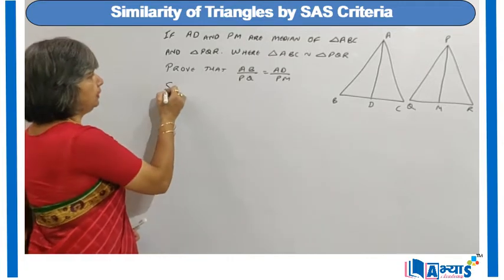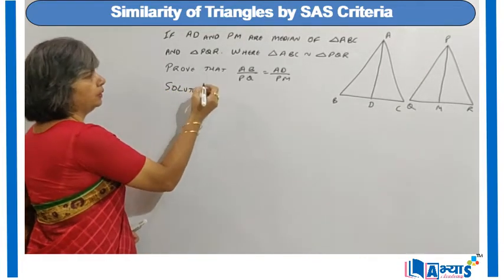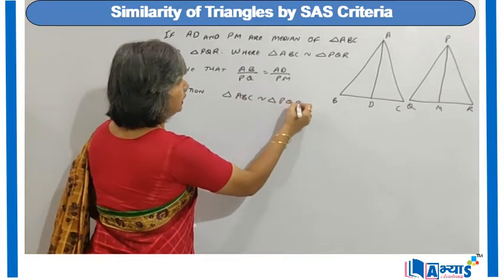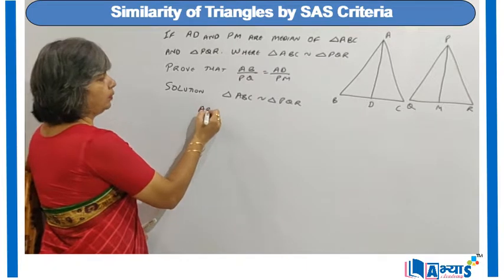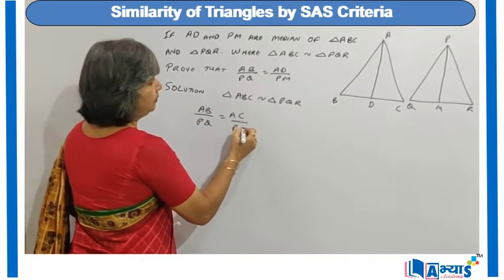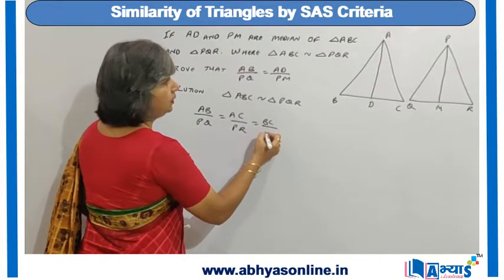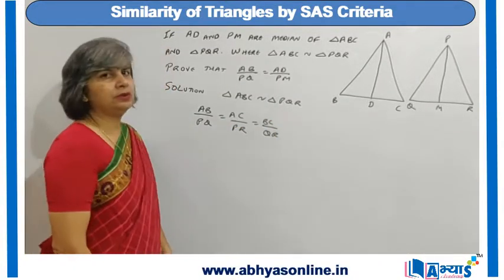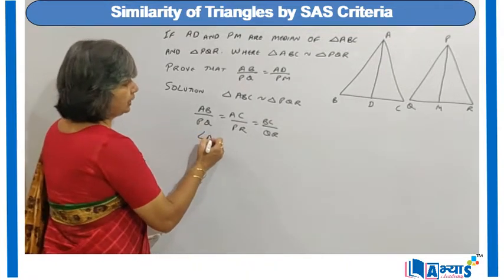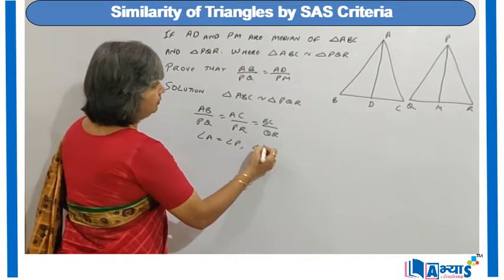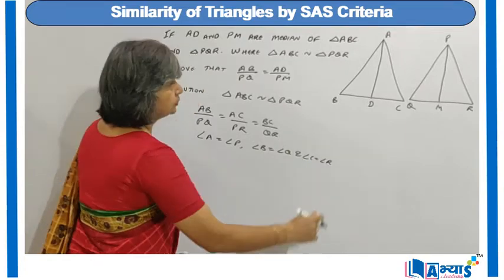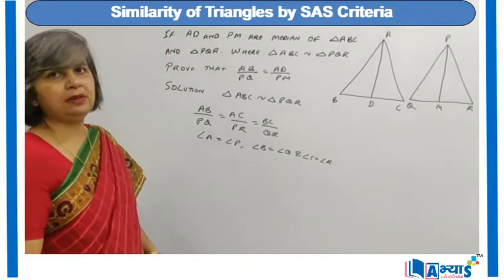So the solution will be, as we are given triangle ABC is similar to triangle PQR, so we can say that AB upon PQ is equal to AC upon PR is equal to BC upon QR, because when the two triangles are similar, the sides are in ratio. Moreover, the angles are equal, so angle A is equal to angle P, angle B is equal to angle Q, and angle C is equal to angle R. So the three angles are equal and the sides are in ratio.